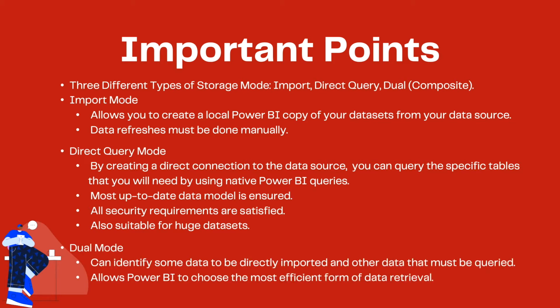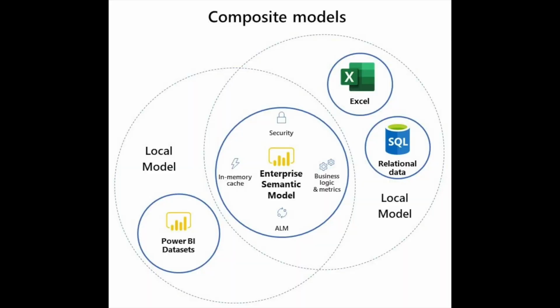And dual mode, I have already explained to you. When you are making a composite model, that is known as your dual mode. You can identify some of the data to be directly imported and other data to be directly queried. It allows Power BI to choose the most efficient form of data retrieval.